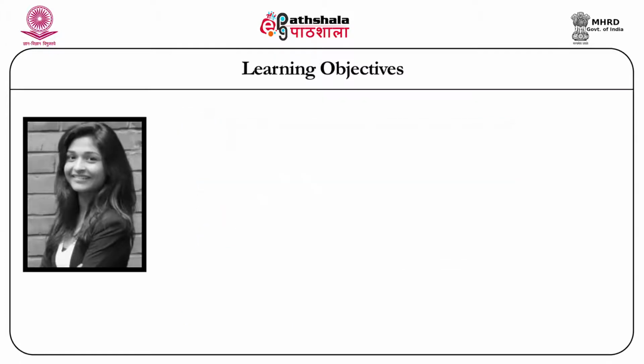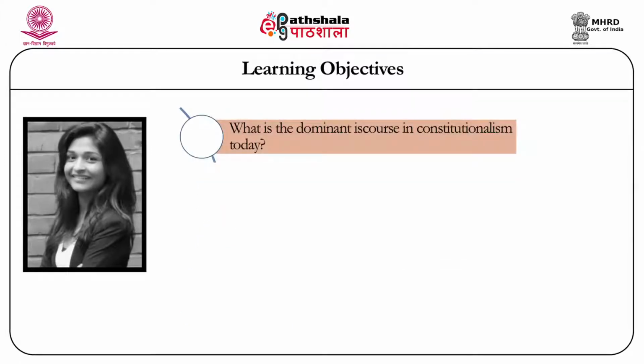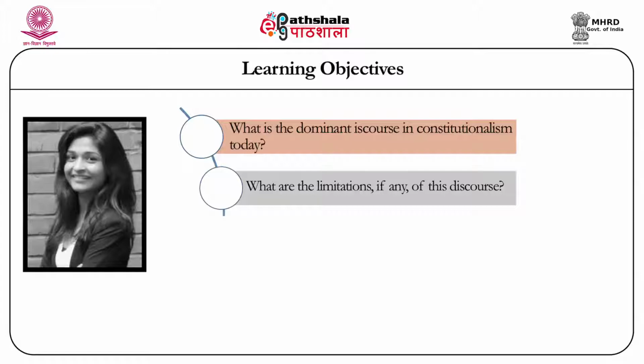Next, I look at what is the dominant discourse in constitutionalism today. So here I discuss the development of liberal or modern constitutionalism and some of the features that have come to be associated with this theory of constitutionalism. And finally, I look at the limitations of liberal modern constitutionalism and how these have been remedied by alternate theories of constitutionalism.